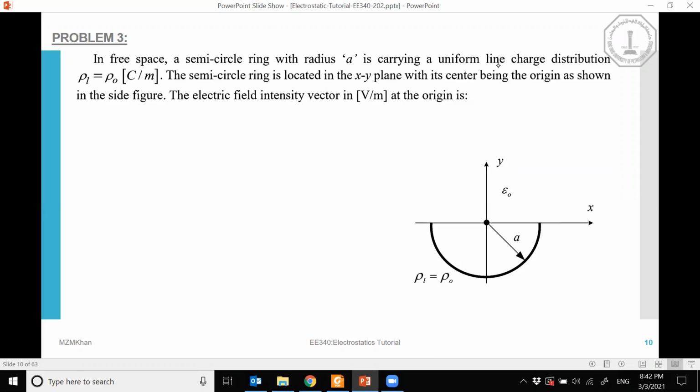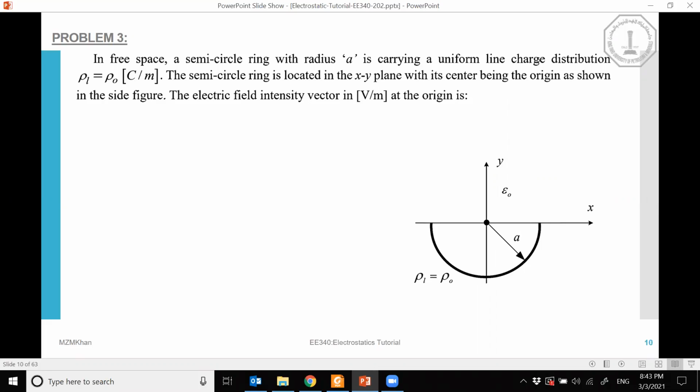Since it is a uniform line charge density, automatically you should know that this is a constant. Then the semicircular ring is placed in the XY plane, with its center being at the origin. Now, what is the electric field at the origin? What will be the electric field that you will experience if you are standing at the origin due to this charge distribution?